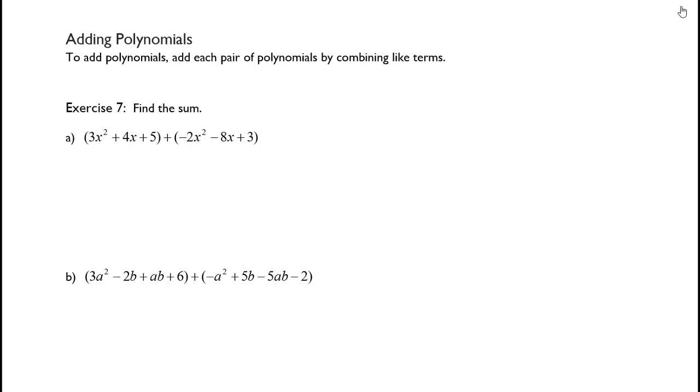Let's look at adding polynomials next. Whenever you're adding polynomials, you must add each pair of polynomials by combining like terms. This means that you can't combine terms that don't look similar. The leading coefficients can be different, but the terms itself must be similar. They must be the same.